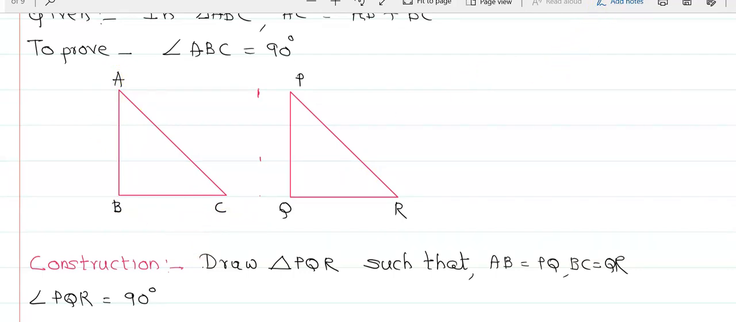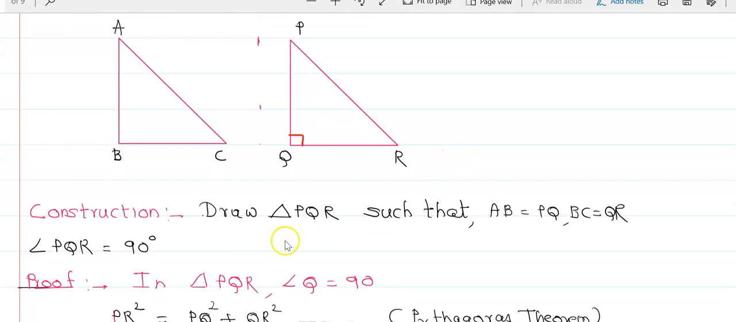Now one thing is that I forgot to write here. This is the measure of angle Q, which is 90. I will correct it here. Measure of angle Q is 90 degrees. Now see this here. Now what is my construction? Draw the triangle PQR such that PQ is equal to AB and QR is equal to BC.